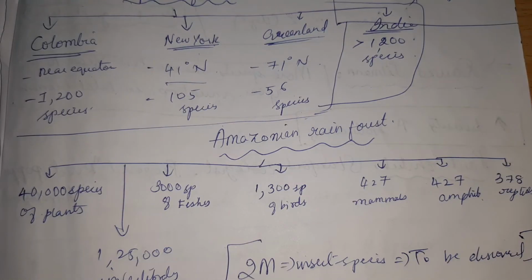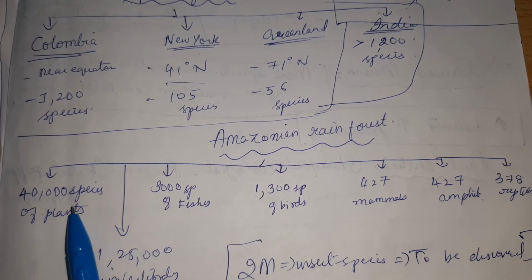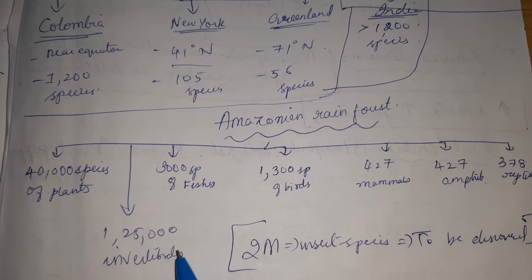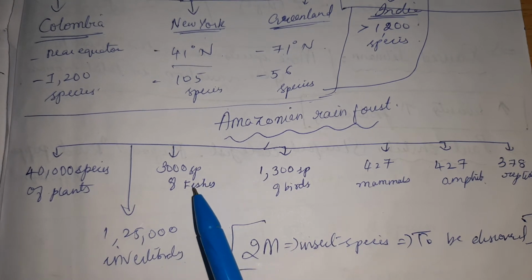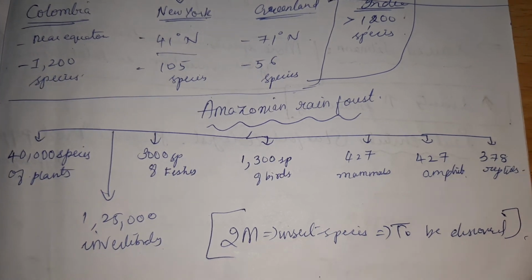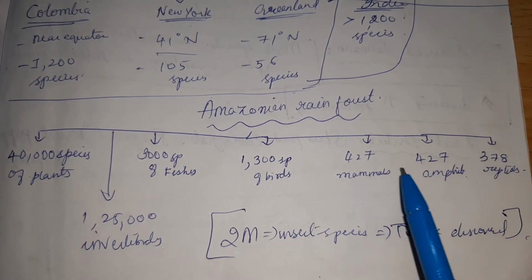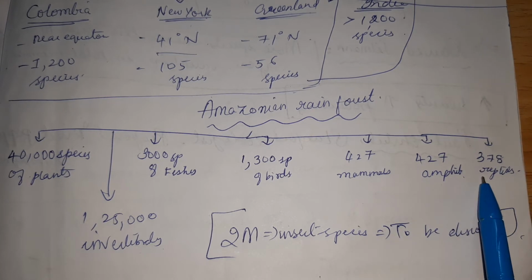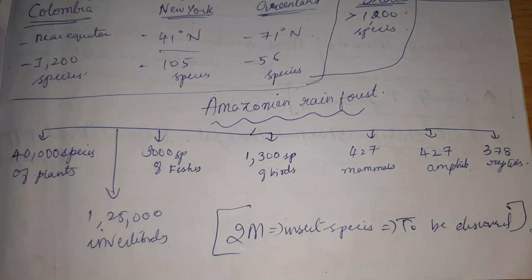Now we have a discussion about the Amazon rainforest. In the Amazon rainforest we have 40,000 species of plants, 1,25,000 species of invertebrates, 3,000 species of fishes, 1,300 species of birds, 427 species of mammals, 427 species of amphibians, and 378 species of reptiles. Almost 2 million insect species are yet to be discovered in the Amazon rainforest.